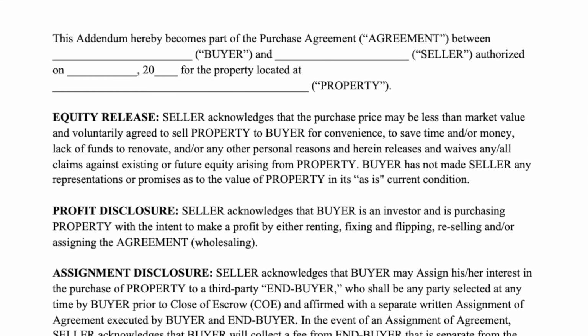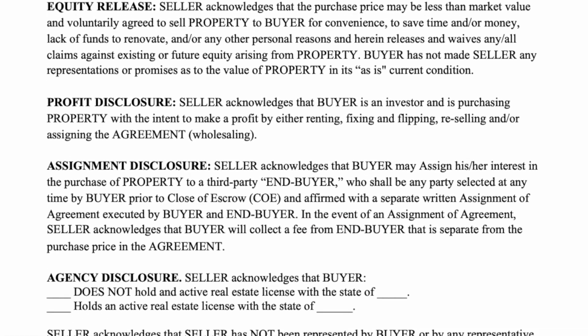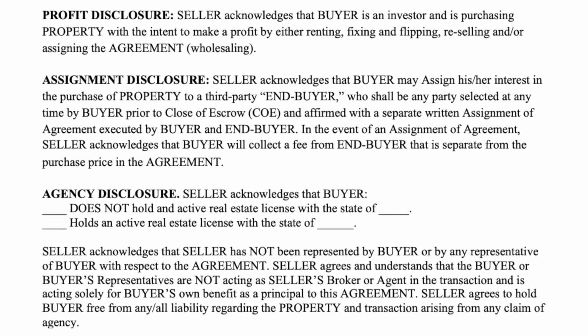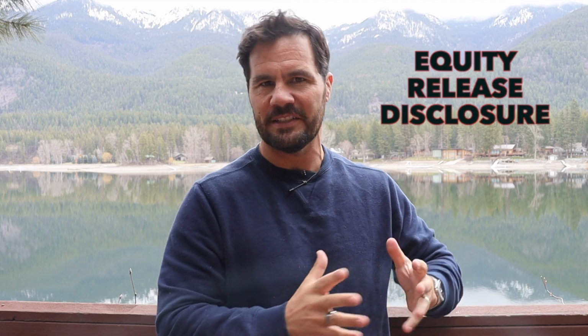By the way, all 4 of these disclosures I've combined into an addendum to add to your purchase and sale agreement with sellers. I call it the Investor Disclosure Addendum. Now stay to the end of this video and I'll tell you how to download it for free. The first disclosure I call the Equity Release Disclosure.